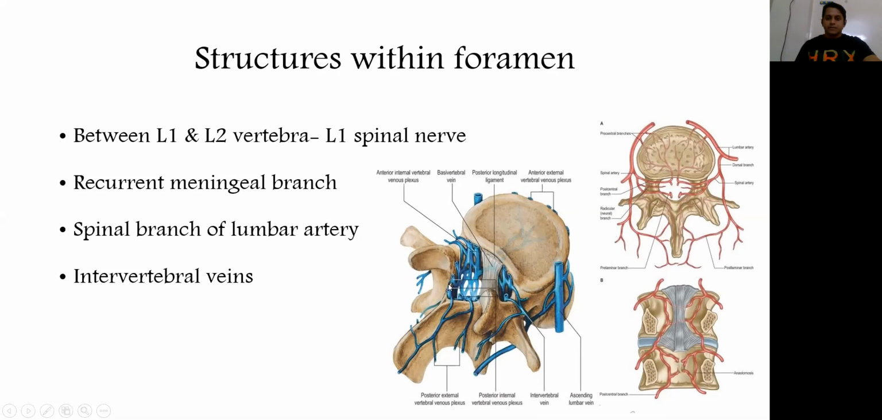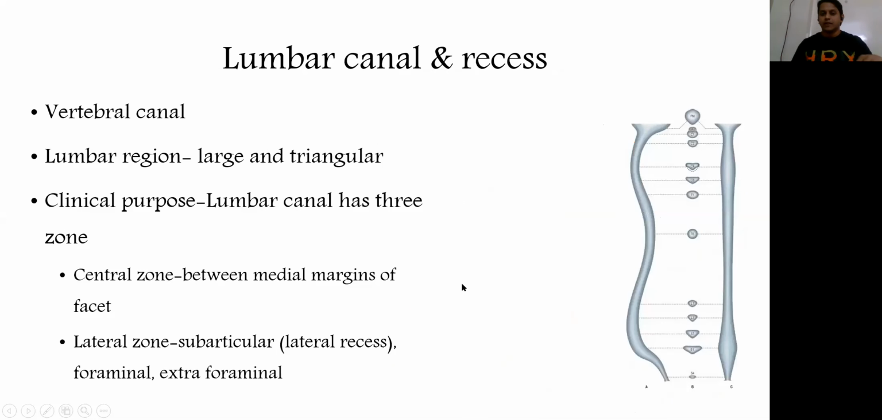Let us come to the lumbar canal. The vertebral canal extends right from the foramen magnum to the sacral hiatus, which occupies the vertebral column curvatures. It is broader and triangular in the region of the cervical and in the region of the lumbar.